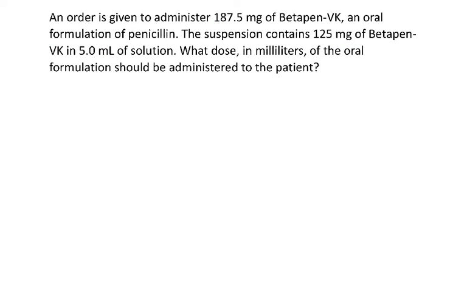An order is given to administer 187.5 milligrams of Beta-Pen VK, an oral formulation of penicillin. The suspension contains 125 milligrams of Beta-Pen VK in 5 milliliters of the solution, or I should say the suspension, really. What dose in milliliters of the oral formulation should be administered to the patient?